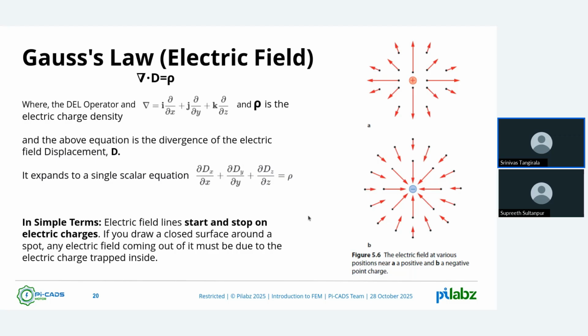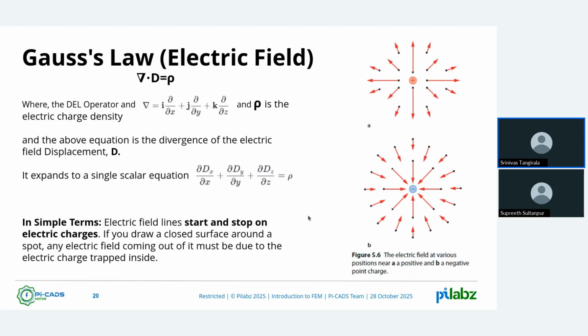And as you can see, it expands into dou Dx by dou x and so on, because the electric field can be present in 3 dimensions. It is not just in 1 dimension or 2 dimensions. The field is 3-dimensional. It is only a 2D representation on the screen or the paper. The field vector is actually going out from the positive charge and coming into the negative charge. So that is how the direction of the vector represents what charge type it is.